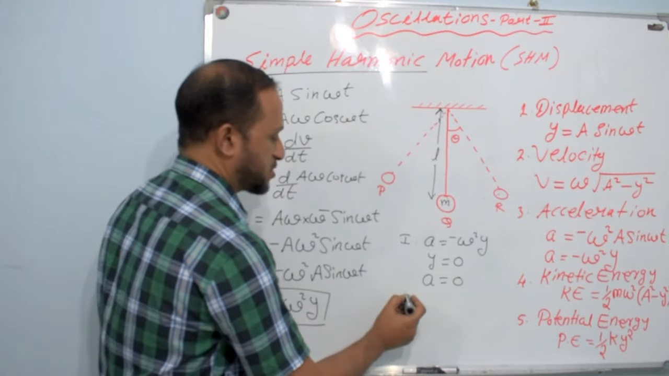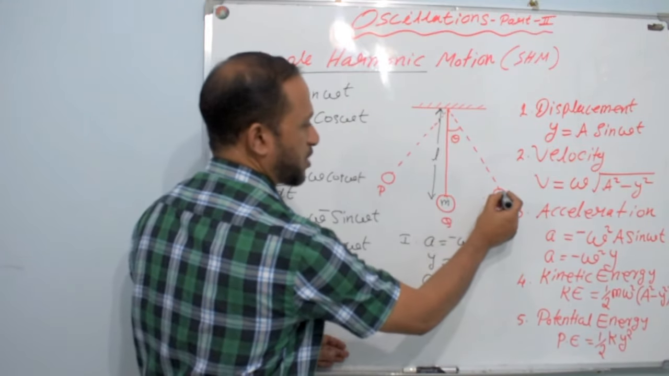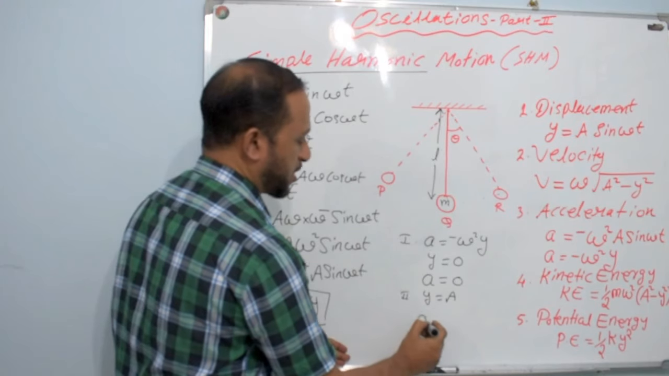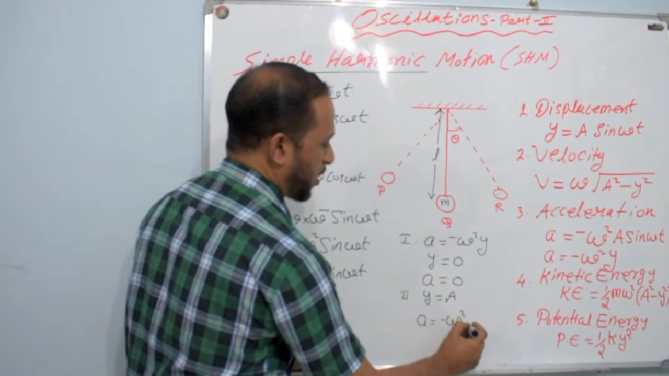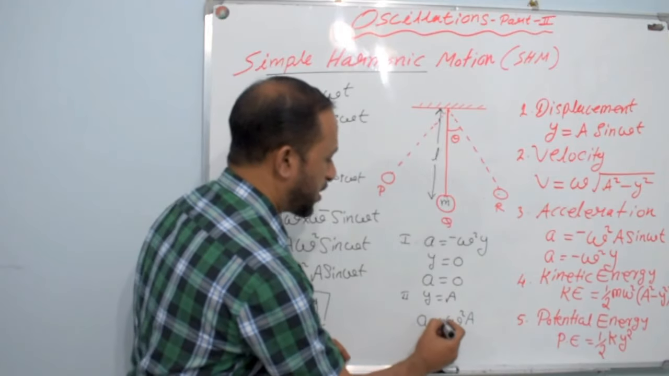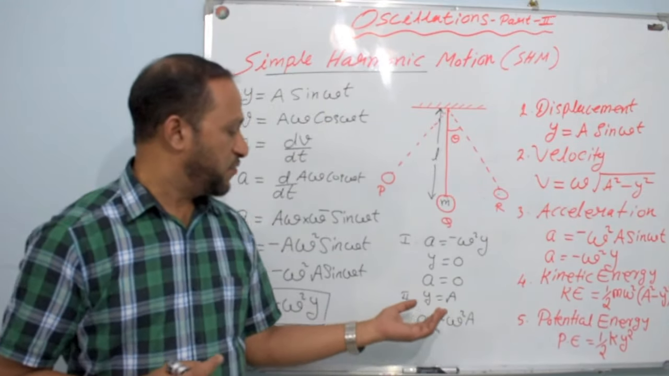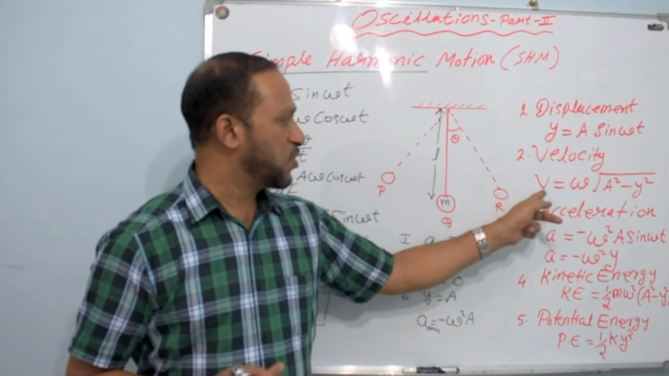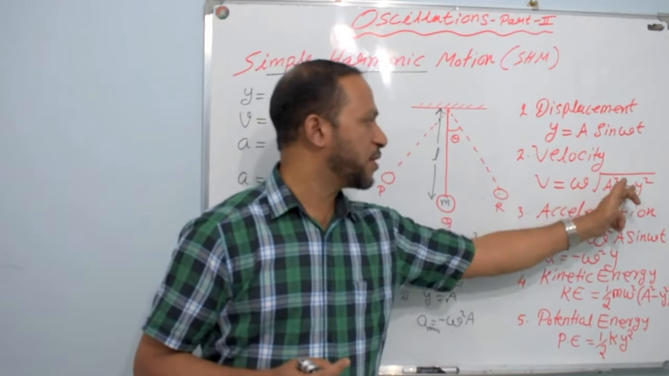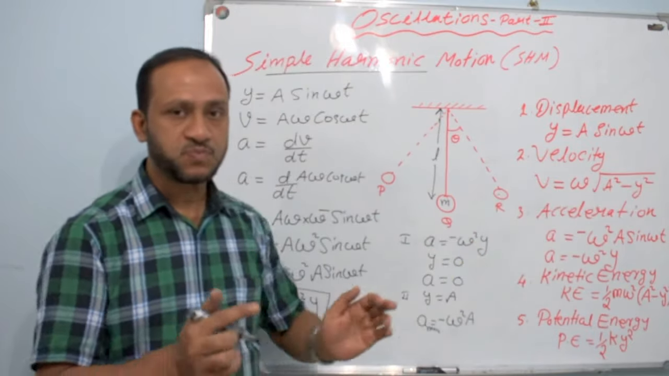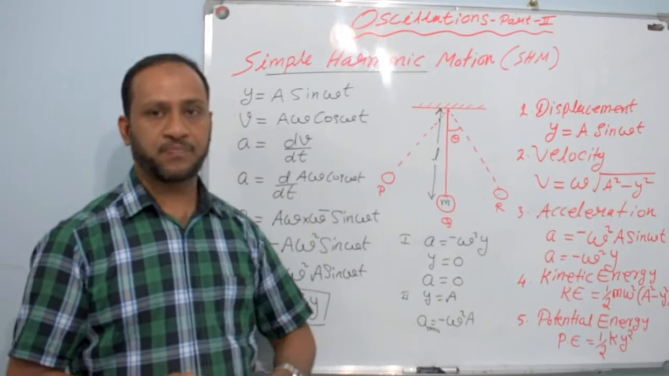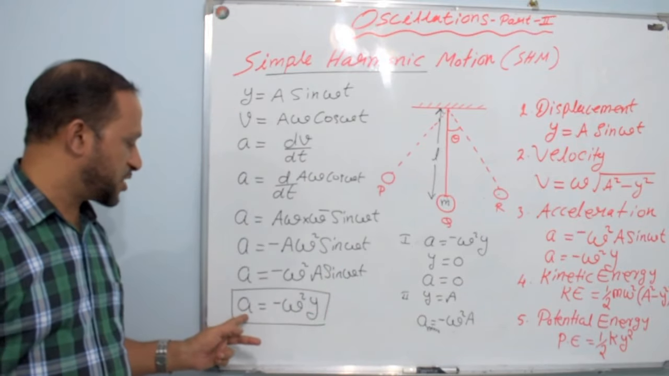And if we apply the second case at the extreme position, suppose the bob reached here. At the extreme position, the displacement y is equal to amplitude a. Then we can see here, acceleration a is equal to minus omega square into y, which is a. This is the maximum acceleration, a max. Maximum acceleration is equal to minus omega square into a. And we can see here, at the extreme position, when we apply the velocity equation, v equal to omega into root of a square minus y square, at this extreme point y equal to a, so a square minus a square is 0, velocity is 0. Means at the extreme point, the velocity of the oscillator is zero, but acceleration is maximum. And also we can see in this equation, omega is a constant.